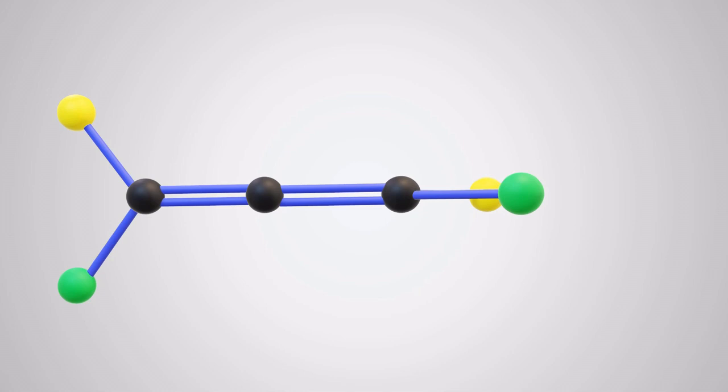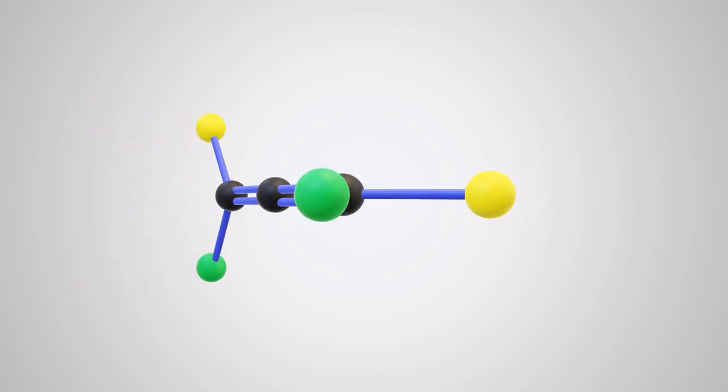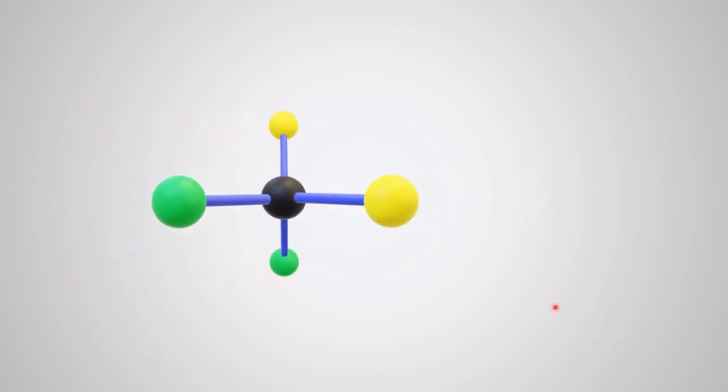Now I rotate this ball and stick model of 1,3-dichloroallene in the opposite direction. I draw a red axis and I rotate this molecule by 90 degrees in the opposite direction. Now after rotation, as you can see, these two groups, this chlorine and this hydrogen, are facing the observer, whereas these two groups, this chlorine and this hydrogen, are going away from the observer.